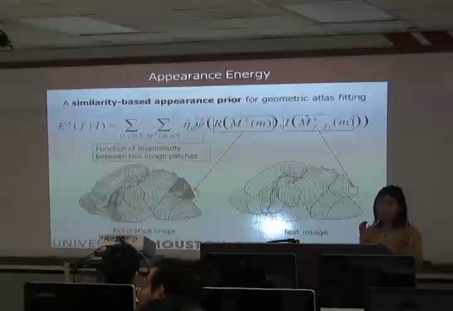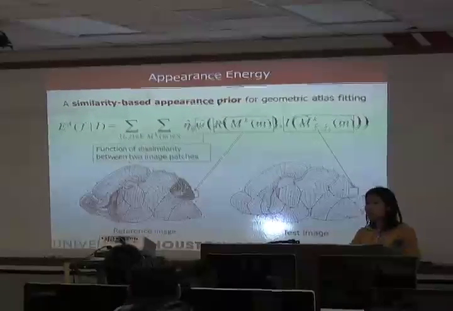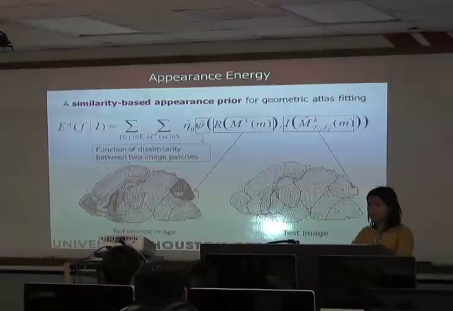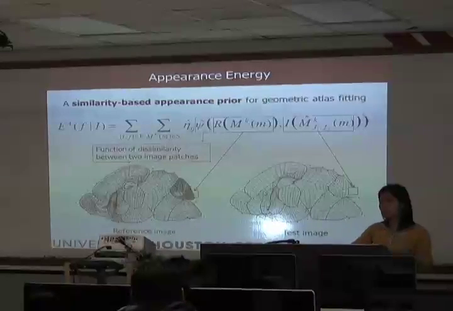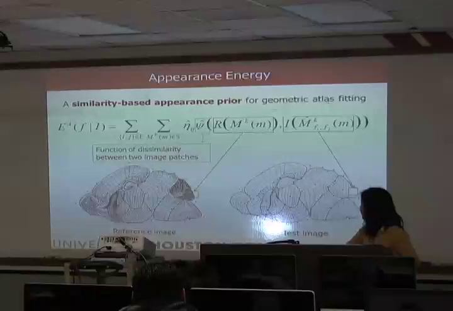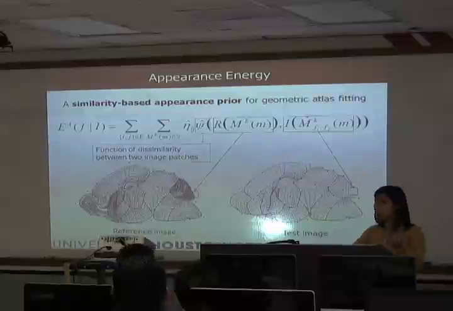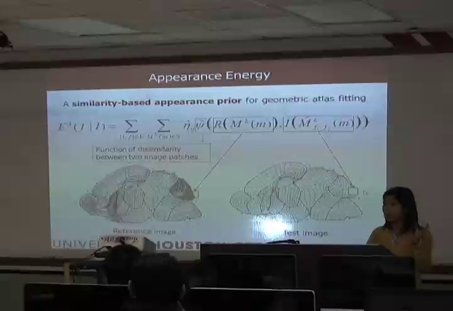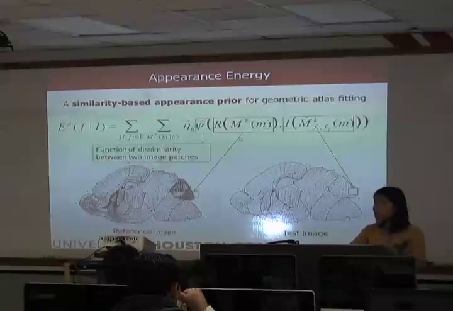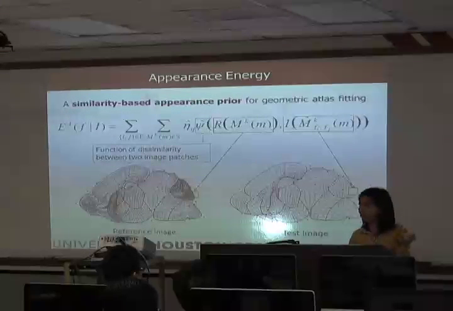I mean, when we evaluate the fitness of a mesh on the test image, we cannot compute the appearance features just based on the test images. That's why we introduce a similarity-based appearance prior. So here, the appearance features computed from an image patch around a mesh vertex are defined based on the similarity degree between this patch and the patch around the corresponding point on the test image.